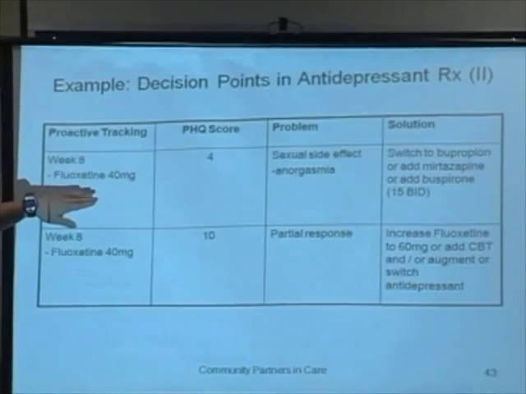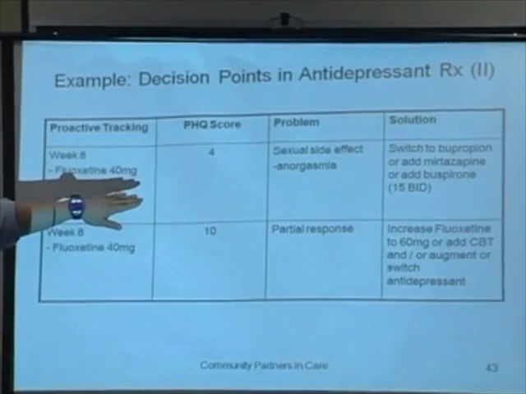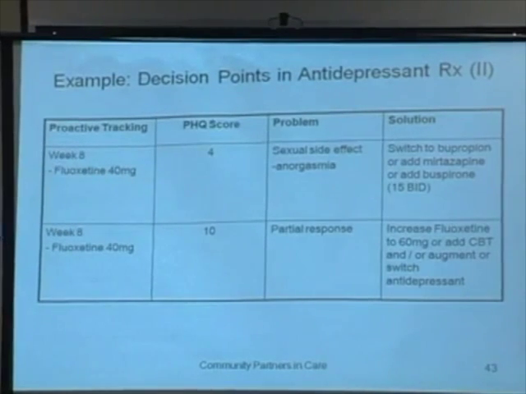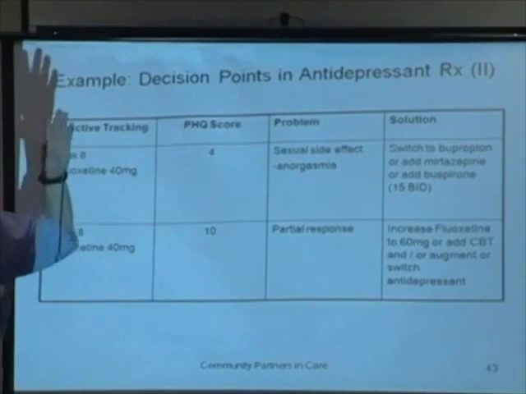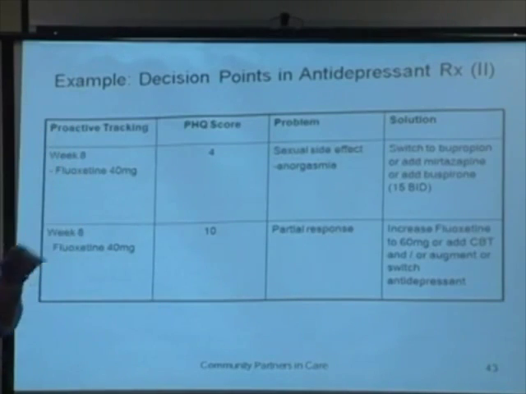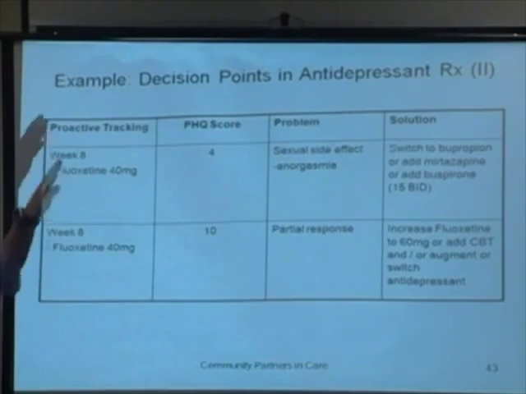So let's say somebody is at week 8 and they're on 40 milligrams. They're actually doing great. They have a PHQ score of 4. I'm not sure I have a PHQ score of 4 today. I might have a little higher. Actually, this morning it was probably like a 10. But now I'm about a 3.